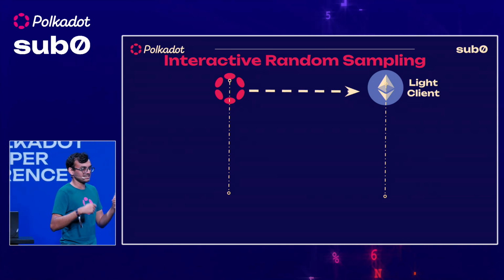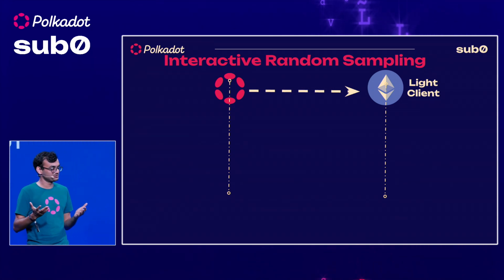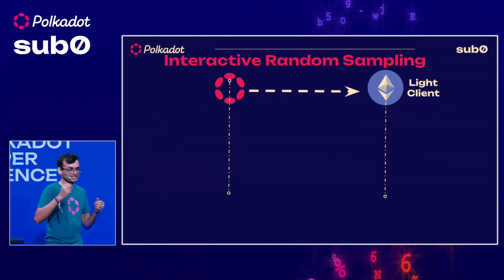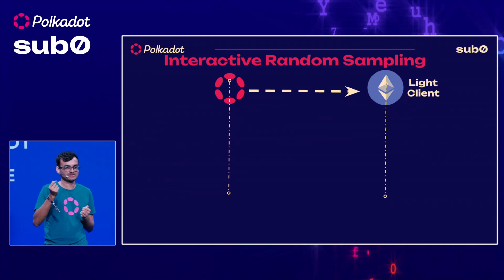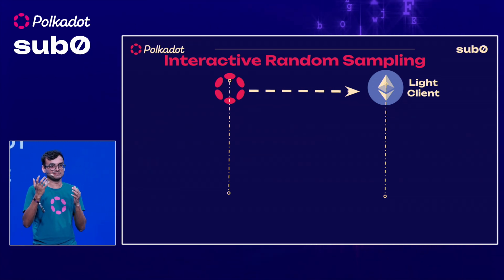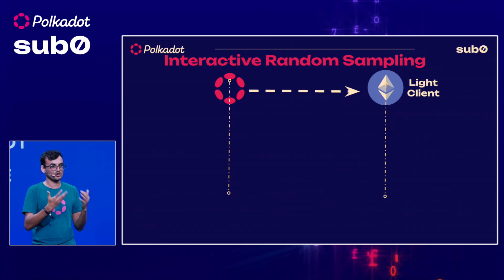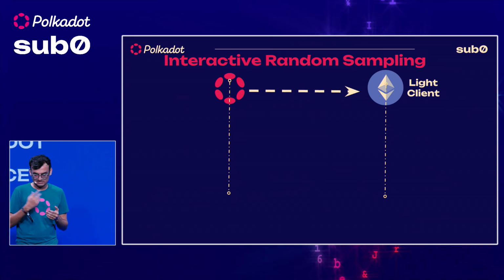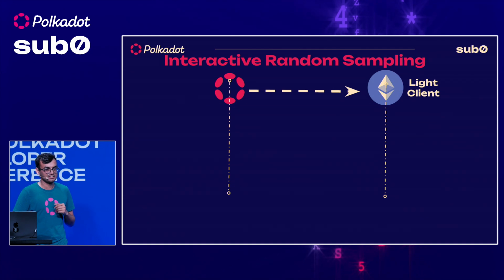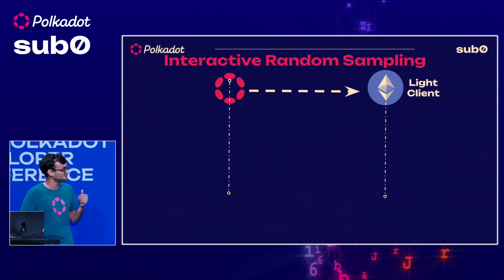Now let's look at a slightly more optimized version of this protocol, right? The key insight here is that we somehow use randomness to reduce these costs on Ethereum. So let's look at the interactive random sampling protocol, which is the optimized version.